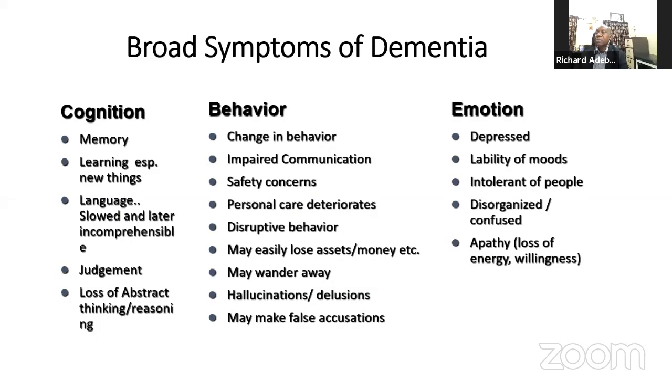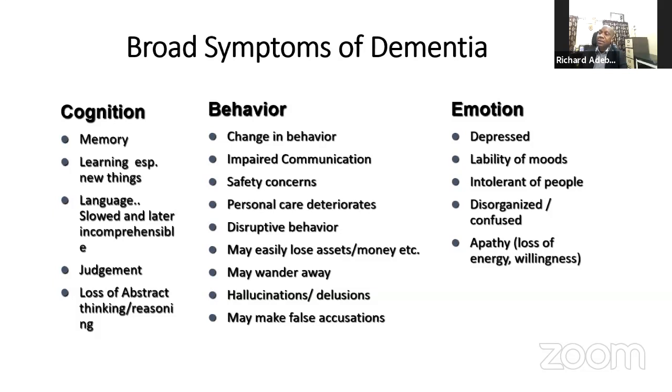If you look at the broad symptoms of dementia, you can now see from these broad symptoms why neurologists and psychiatrists play their own role in the management of dementia, because some of the patients will present to neurologists and some will present to us. It depends on the cluster of symptoms that you see in them.